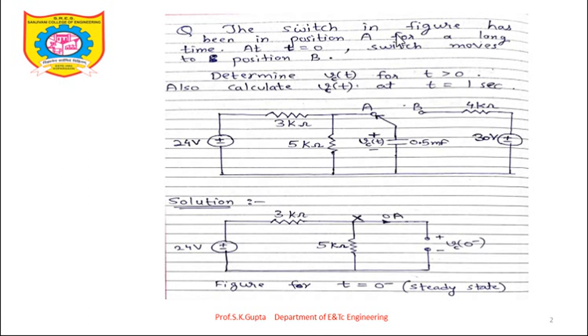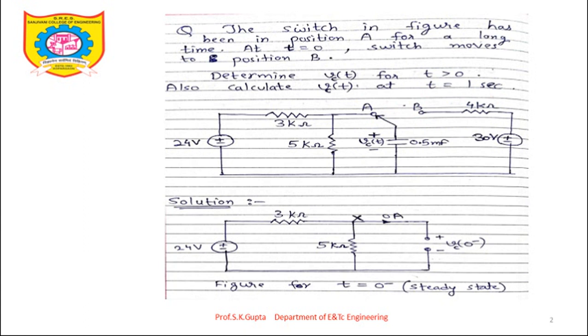The switch in figure A has been in position A for a long time. At t equal to 0, the switch moves to position B. We have to determine the voltage across the capacitor for t greater than 0. Also, we have to calculate the voltage value at t equal to 1 second.